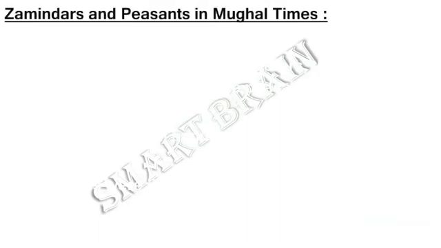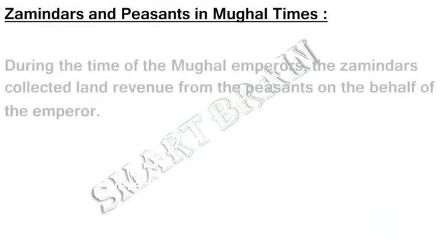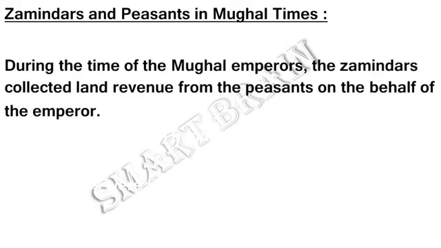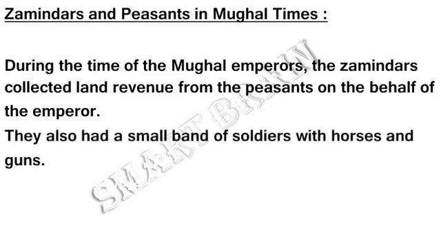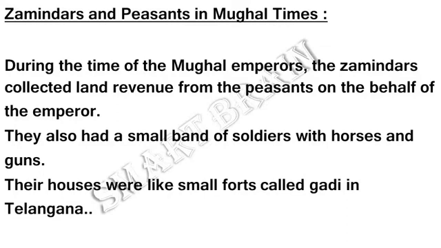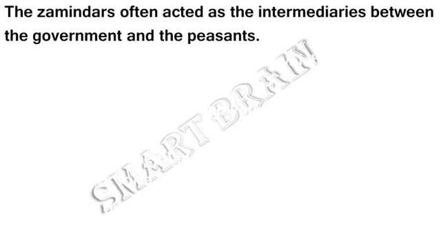Zamindars and peasants in Mughal times. During the time of the Mughal emperors, the Zamindars collected land revenue from the peasants on behalf of the emperor. They also had a small band of soldiers with horses and guns. Their houses were like small forts called Gadi in Telangana. The zamindars often acted as the intermediaries between the government and the peasants.